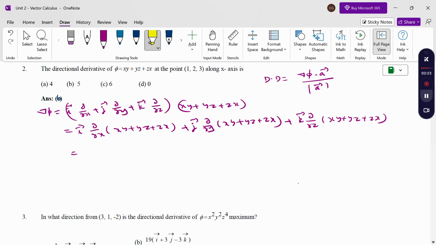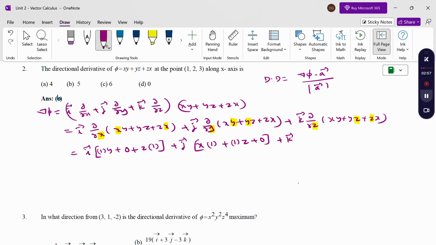When I am differentiating with respect to x, x only is the variable, other values constant. Similarly for y and z. Therefore when I am differentiating, i vector: x gives 1, y, plus yz constant 0, plus zx differentiation 1. Plus j vector, here y partial derivative, x constant, y differentiation 1, z, plus 0. Plus k vector, xy constant 0, y into 1 plus 1 into x. Now this is del phi.